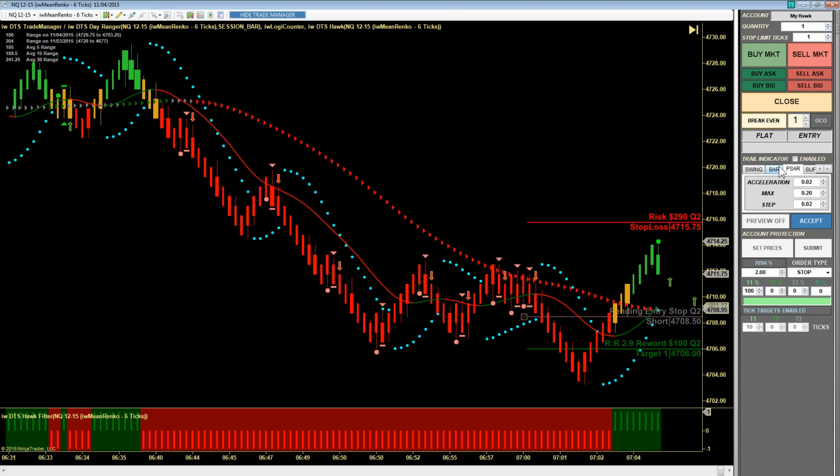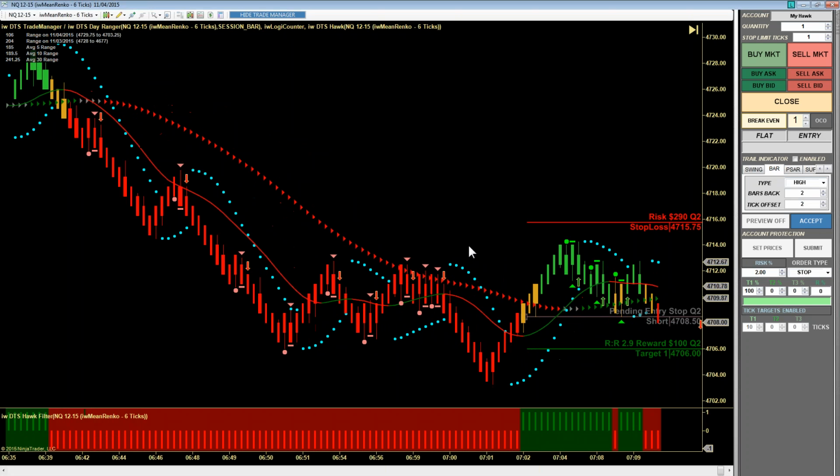The only stop strategy more aggressive than parabolics is the bar high-low. And you can adjust this to however you like. So it will keep the stop 2 bars back, 2 ticks off the high or low, and it will take you out at the first sign of weakness in your trend.